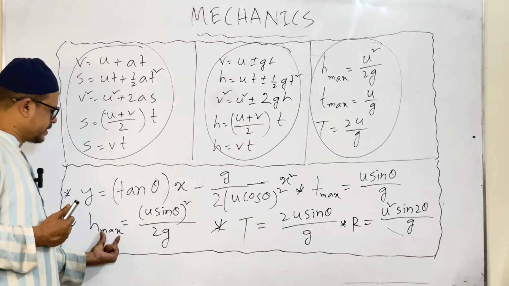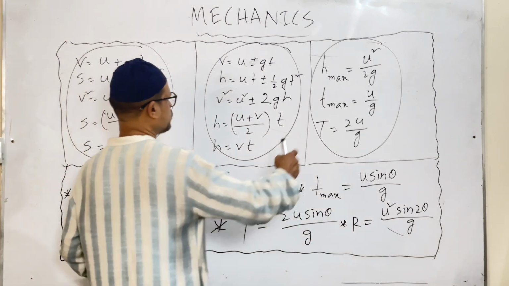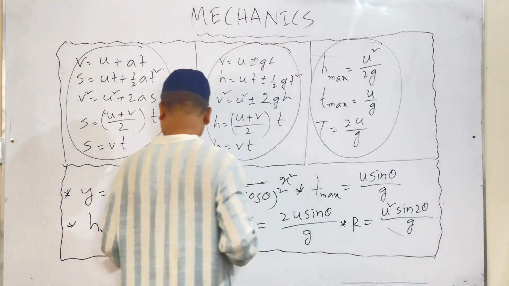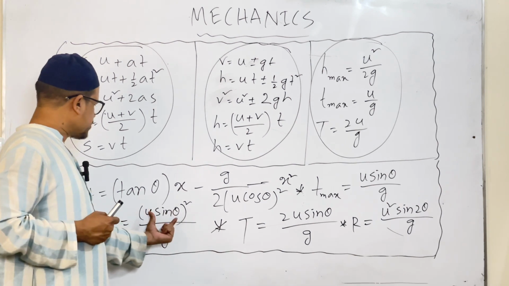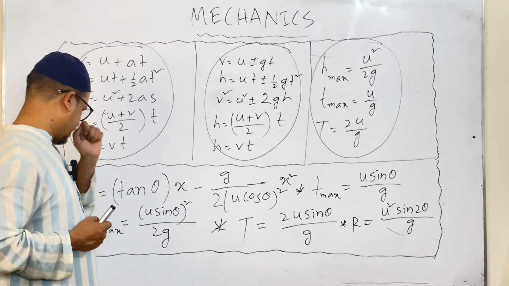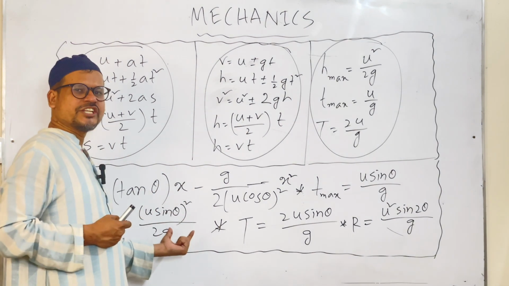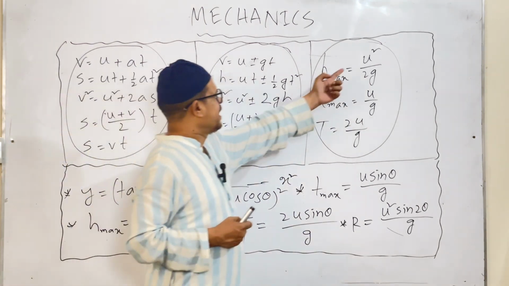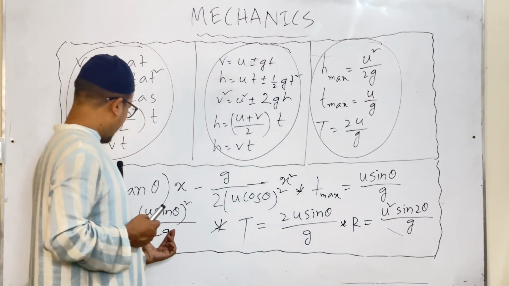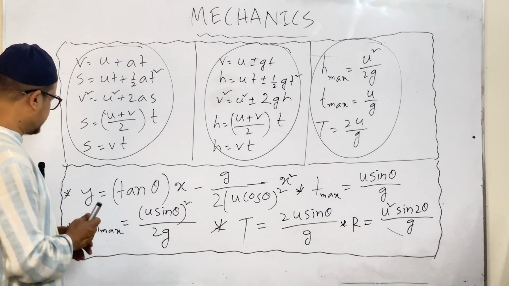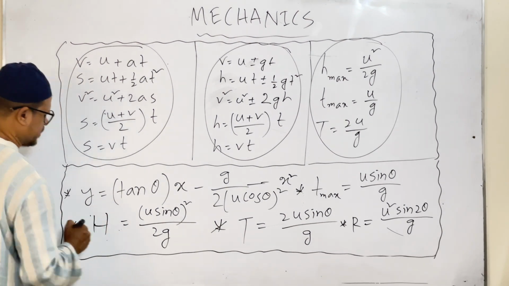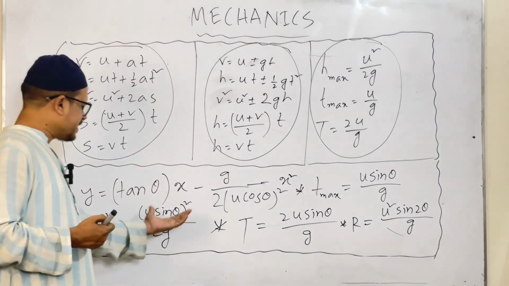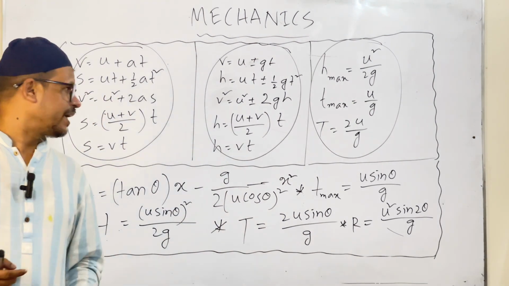The maximum height is u square over 2g, same 2g, but here it is u sin theta whole square. Just sin theta is added: u sin theta into u sin theta square. Here the initial velocity is u sin theta, but there the initial velocity was u. And 2g is the same. You can write this with the symbol h equal to u sin theta square over 2g.